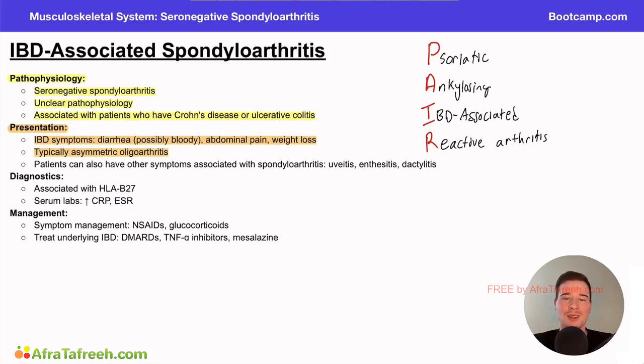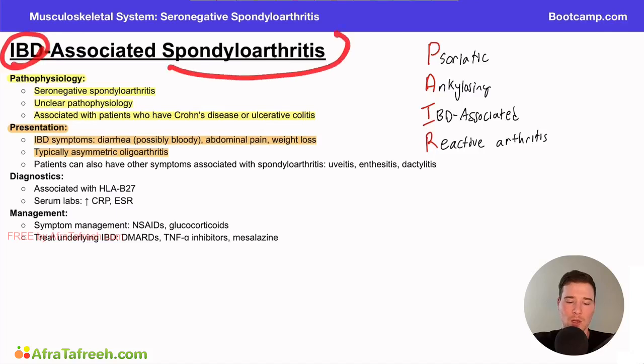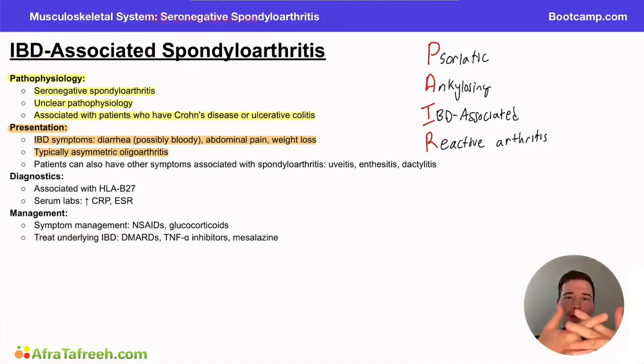This is a combination, right? This is kind of a hybrid condition. We have our inflammatory bowel disease on one end, and then we have our spondyloarthritis on the other end. It's a combination of 2 pathologies that have a lot of overlapping characteristics.